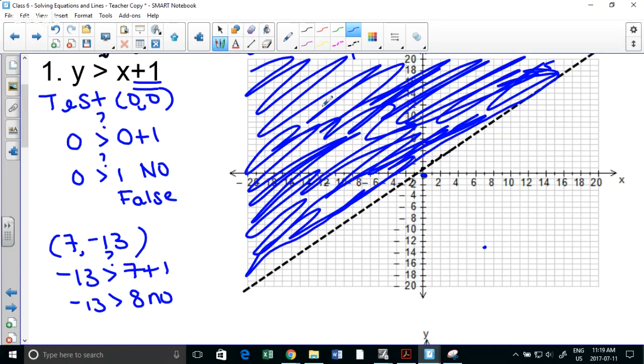You can choose anything you want to test. I'm recommending 0, 0 because it's very easy, especially if it's in symmetric form. You don't have to deal with fractions or nonsense, okay? So just test 0, 0, but choose whatever you want. It really doesn't make a difference for me at the end of the day.